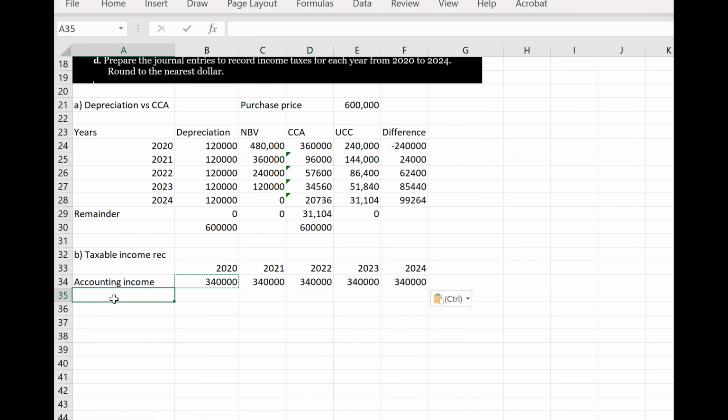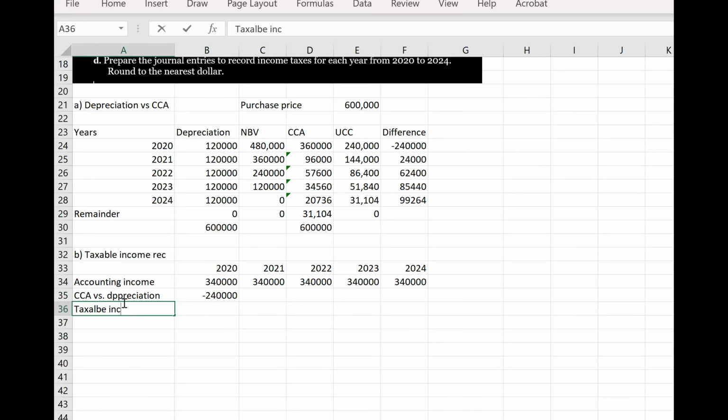Okay, now we're going to have our reversing differences or our taxable differences. So this is really CCA versus depreciation. So here I'm going to pick up the differences. So here my depreciation for accounting purposes was lower than CCA. So I'm actually going to reduce my taxable income because I can take a bigger deduction for tax.